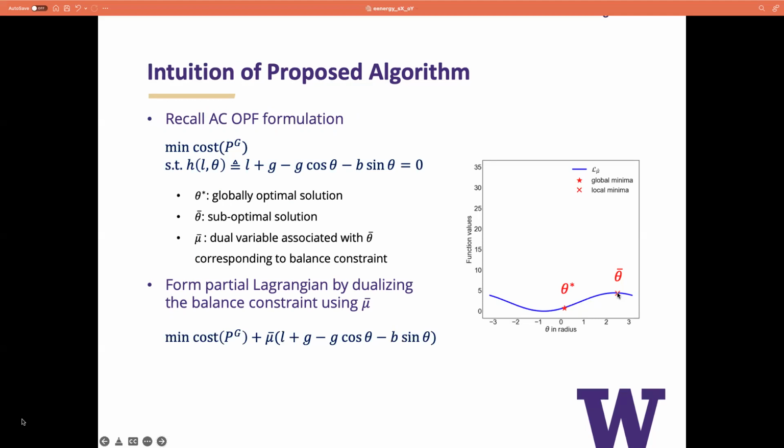So if we minimize this partial Lagrangian, we get a minimizer that is within the attraction region of the global solution. This gives us an idea. What if we start the solver from the minimizer of the partial Lagrangian? Then we will be attracted to this global solution instead of just terminating at theta bar.